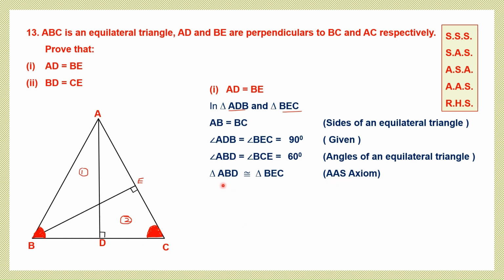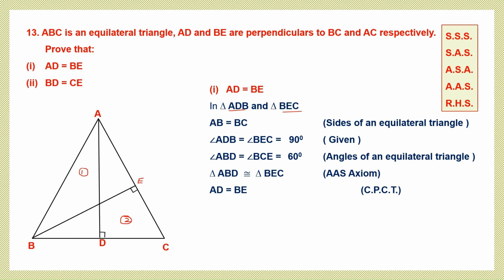So we have proved that these two triangles are congruent. This triangle and this triangle are congruent. So that means AD and BE will be equal. And how are they equal? Because corresponding parts of congruent triangles are equal. So they are corresponding parts of two triangles which are congruent. So only because we have proved this, we can say that AD is equal to BE.